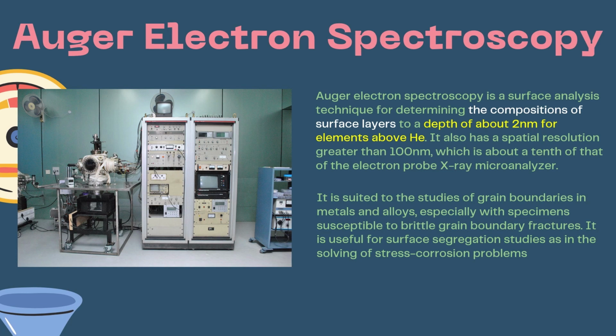It also has a spatial resolution greater than 100 nanometers, which is about a tenth of that of the electron probe X-ray microanalyzer. It is suited to the studies of grain boundaries in metals and alloys, especially with specimens susceptible to brittle grain boundary fractures. It is useful for surface segregation studies, as in the solving of stress corrosion problems.